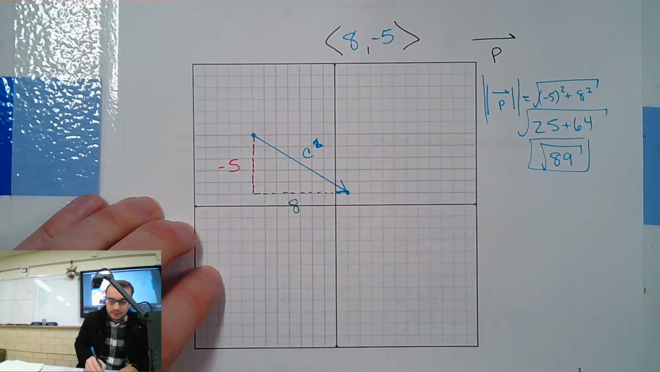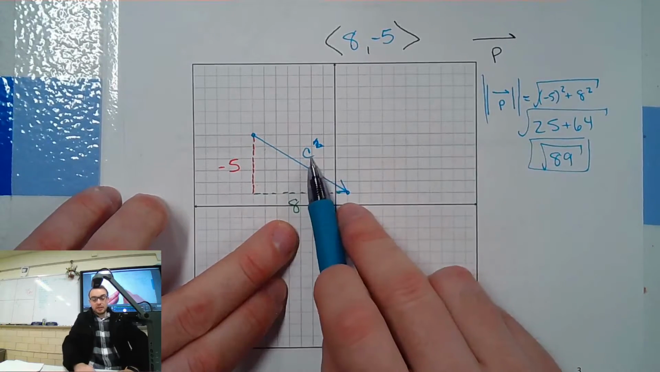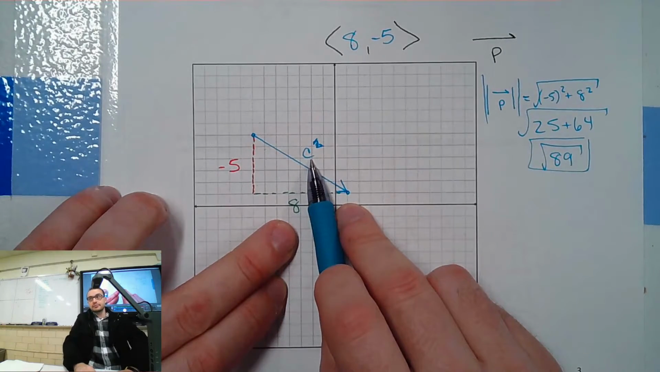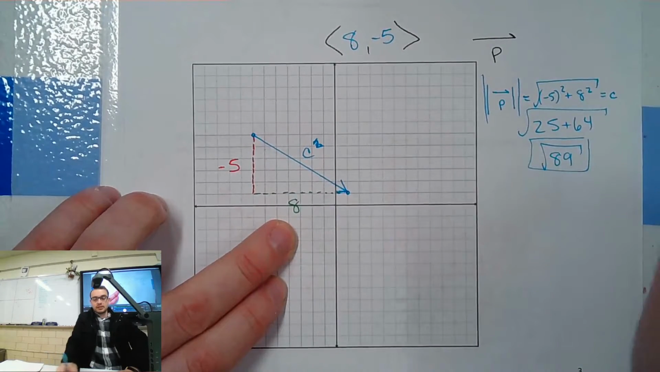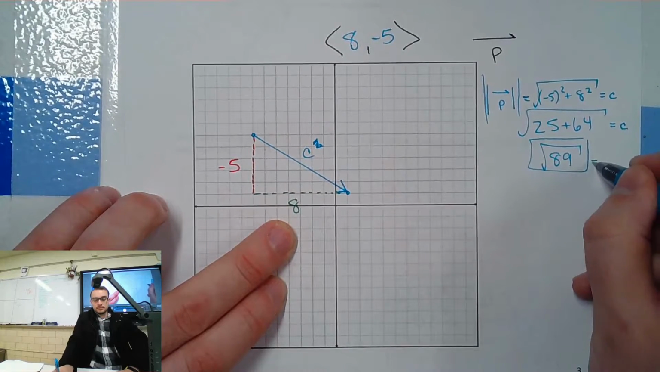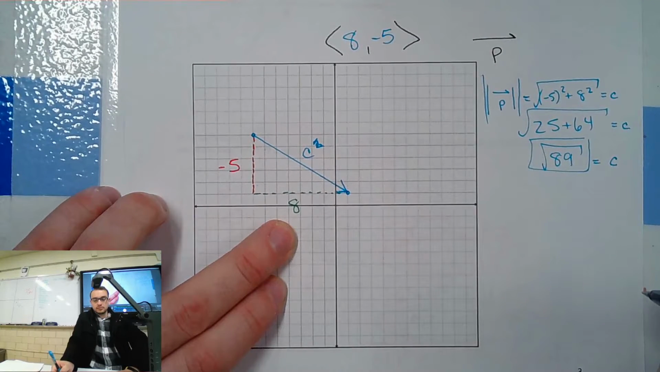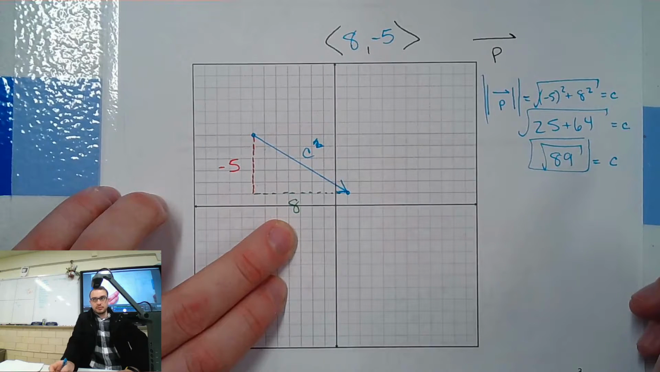Right? So negative 5 squared plus 8 squared, all rooted because I want regular C, not C squared. Right? And C is going to be the length. So that's where the plus came from. A squared plus B squared. Yes? Awesome.